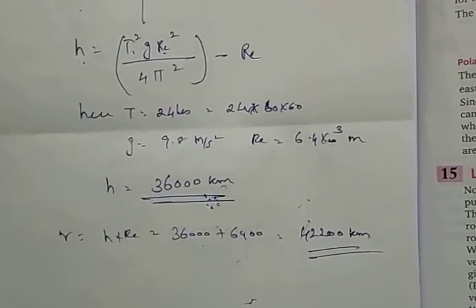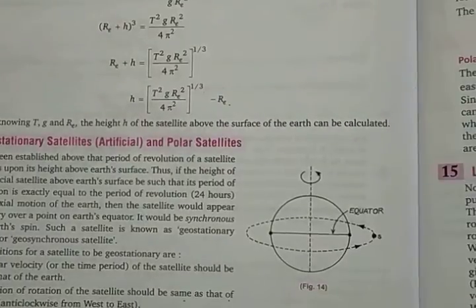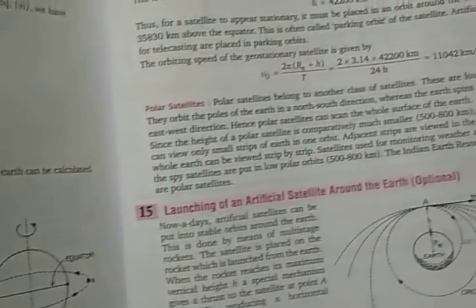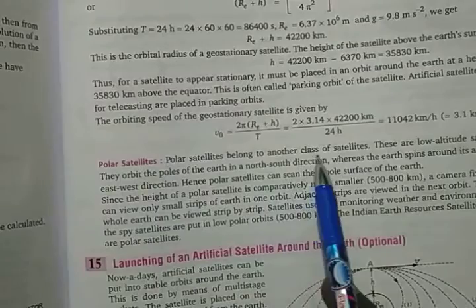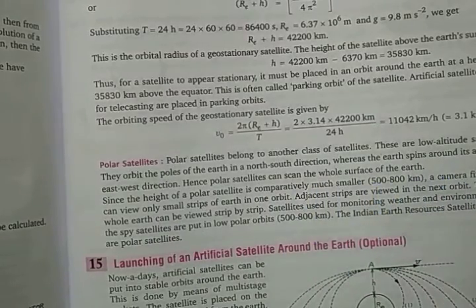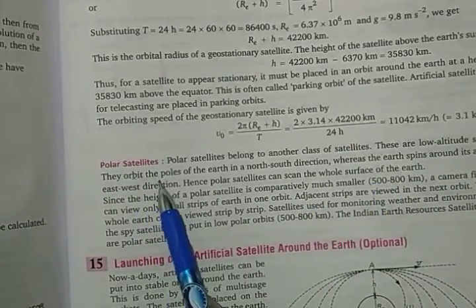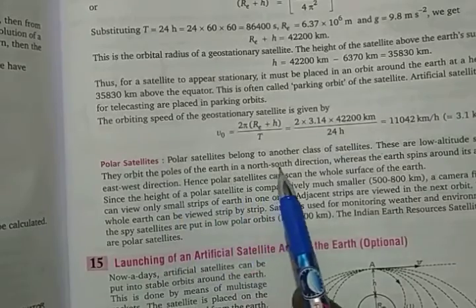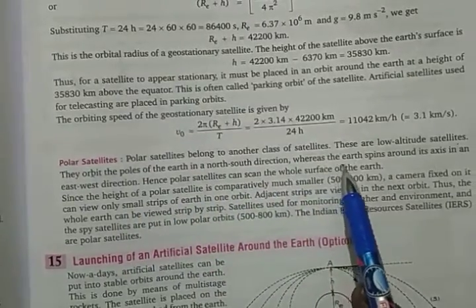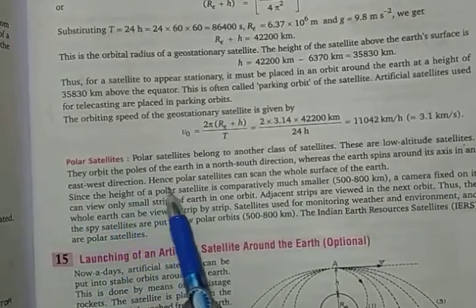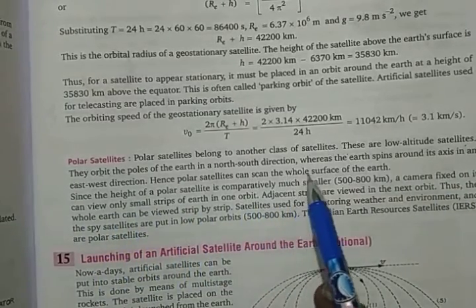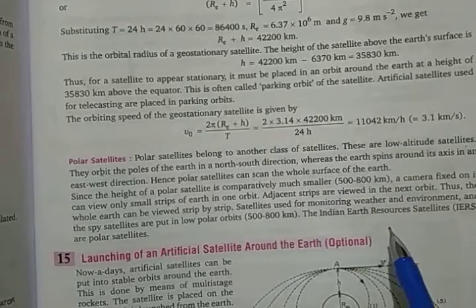Now there is one more satellite called a polar satellite. What is a polar satellite? Polar satellites belong to another class of satellites. They are low altitude satellites. They orbit the poles of the Earth in the north-south direction, whereas the Earth spins on its own axis in the east-west direction. Hence, a polar satellite can scan the whole surface of the Earth.